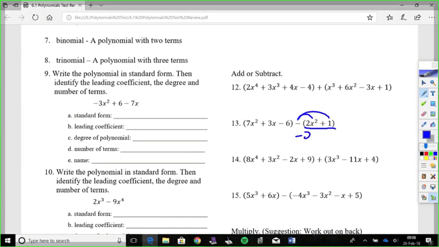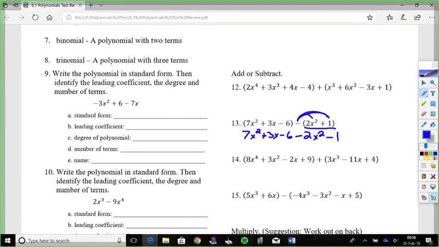So it's minus 2x squared, I'm subtracting 2x squared, and then a minus a positive 1 would be a minus 1. So I'd like to do that first and then bring this original polynomial down. And then it's just the same as combining like terms. Okay? Don't have to worry about any tricks.